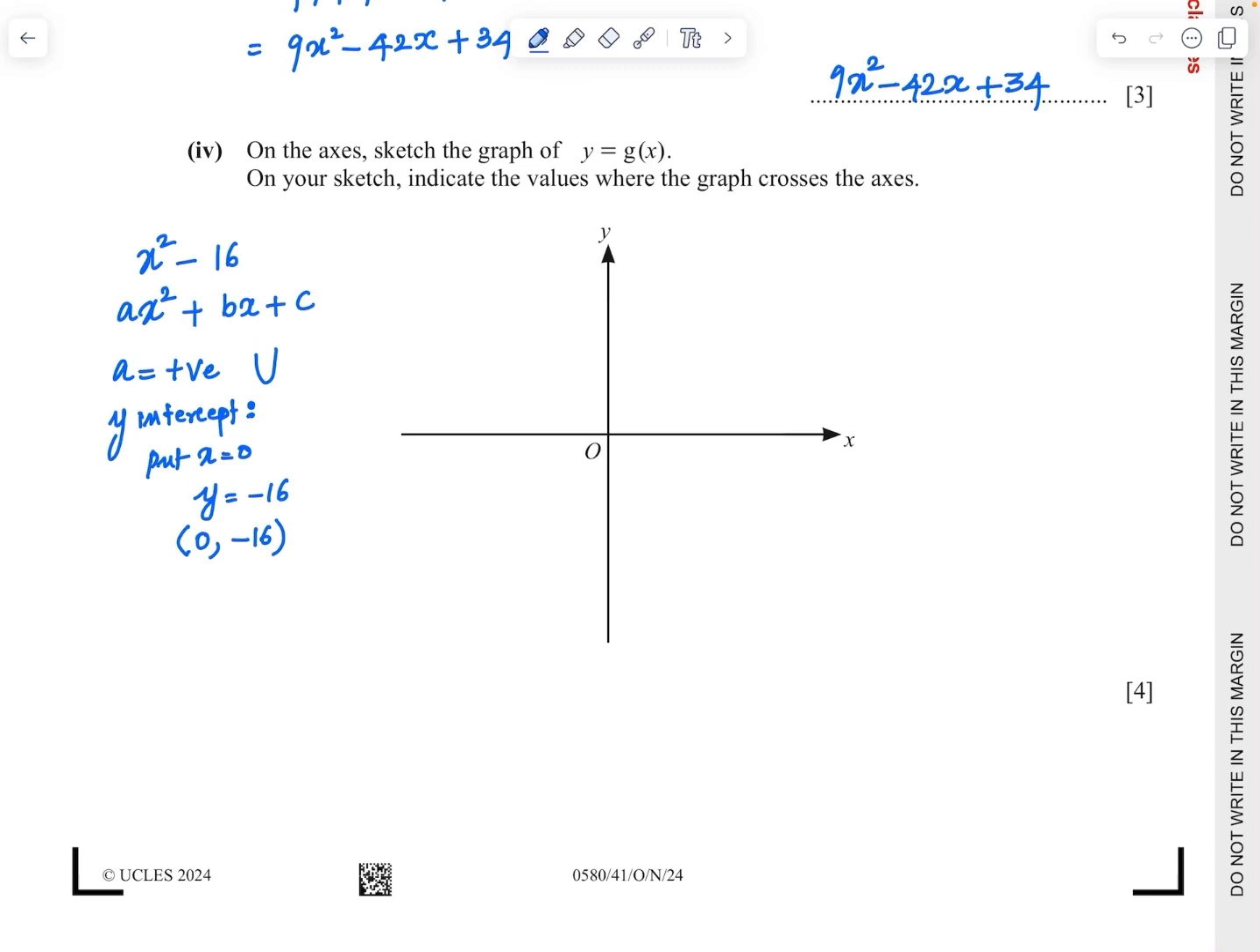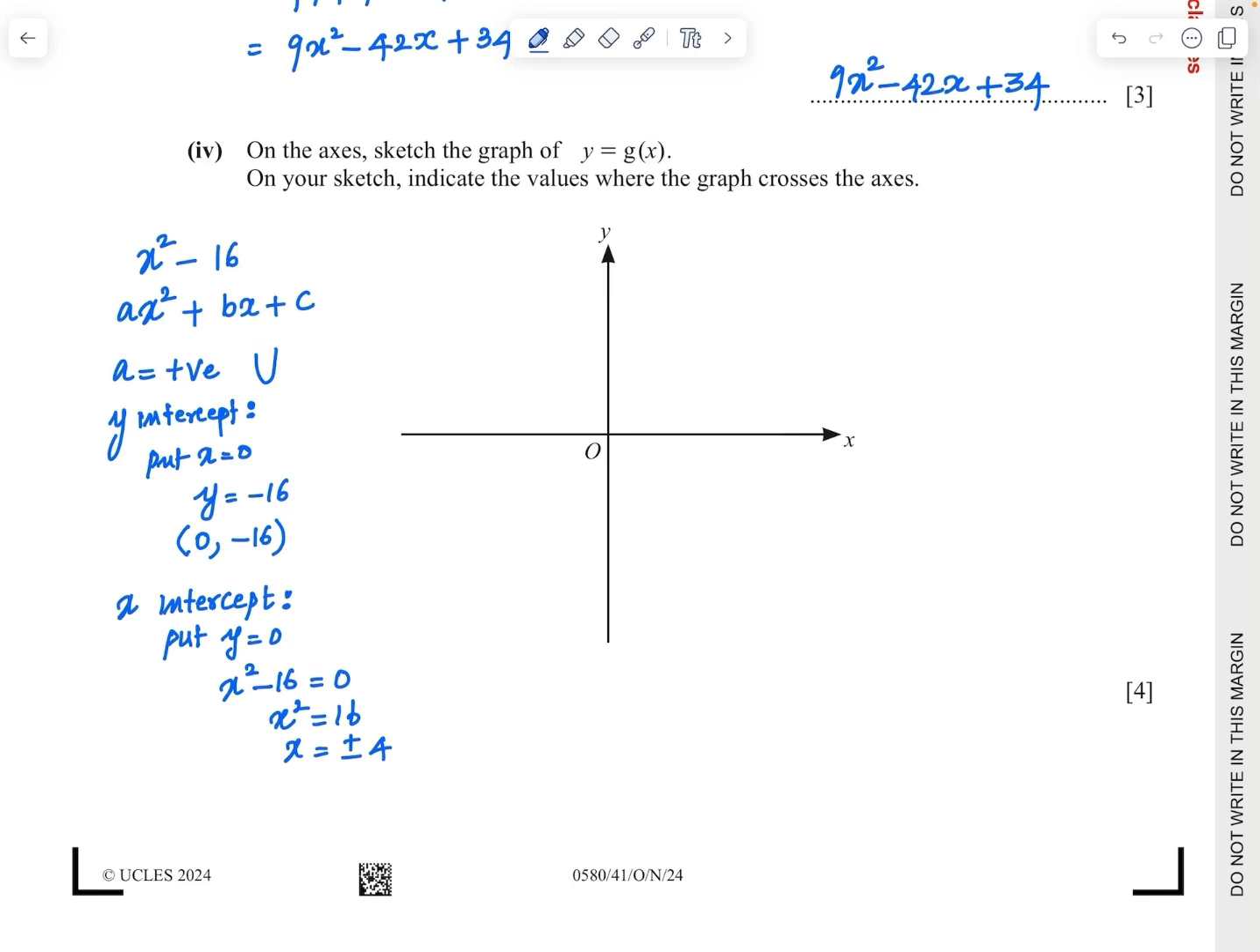The next key point is we have to get the x-intercept. To get the x-intercept, make y as 0. That is, x squared minus 16 is equal to 0. x squared is equal to 16. x is equal to plus or minus 4.